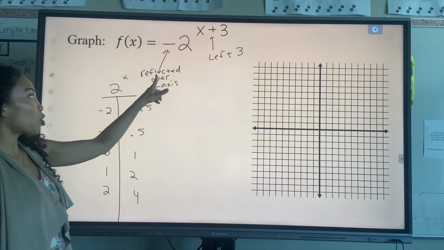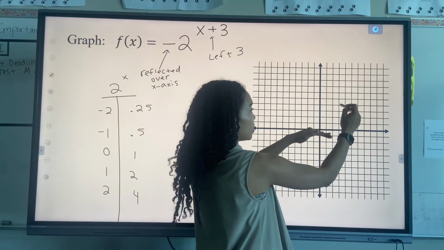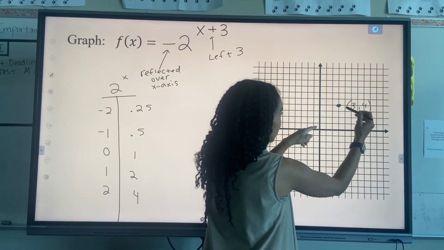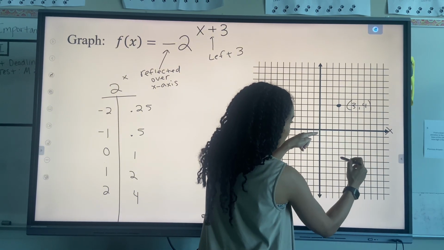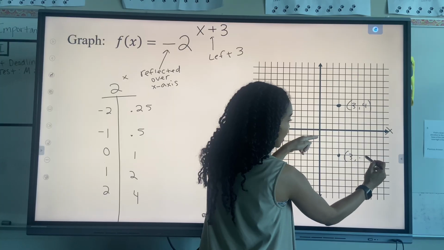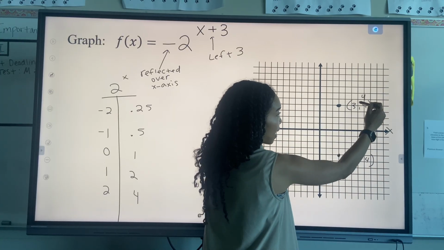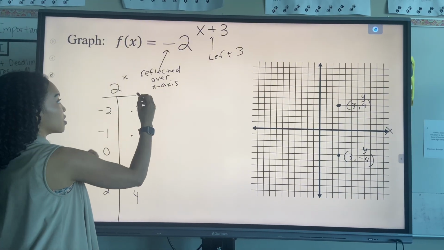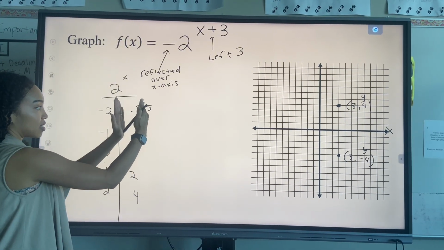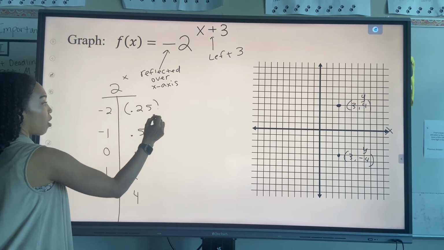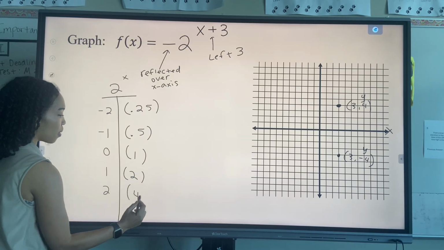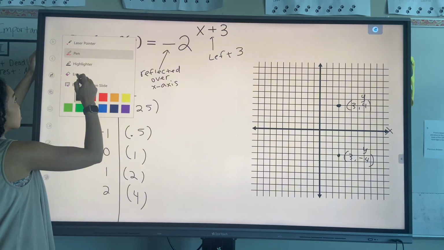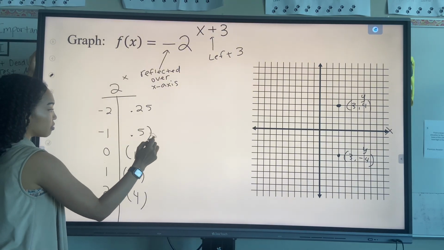However, when you reflect over the x-axis, so say you're right here, this is 3, 4. When you flip across the x-axis, it's now 3, negative 4. So notice the y value changed. So when you reflect over the x-axis, your y values change. That's this column. So I'm going to multiply all of these by a -1, or make them all negative.